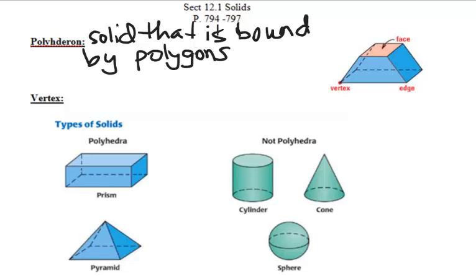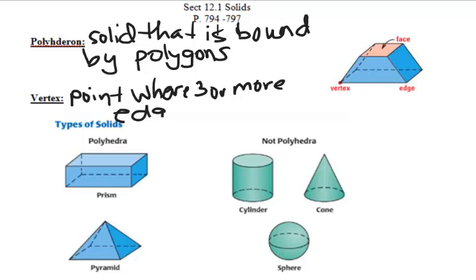Okay, so what that means is that all of its sides, every side face, is a polygon of some shape. It will be a polygon. And a vertex of a polyhedron is a point where three or more edges meet. Okay, a point where three or more edges meet is going to be a vertex.